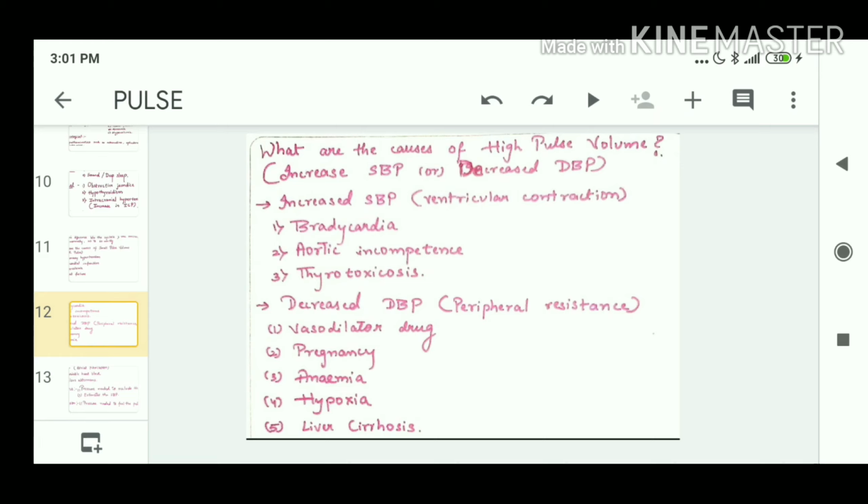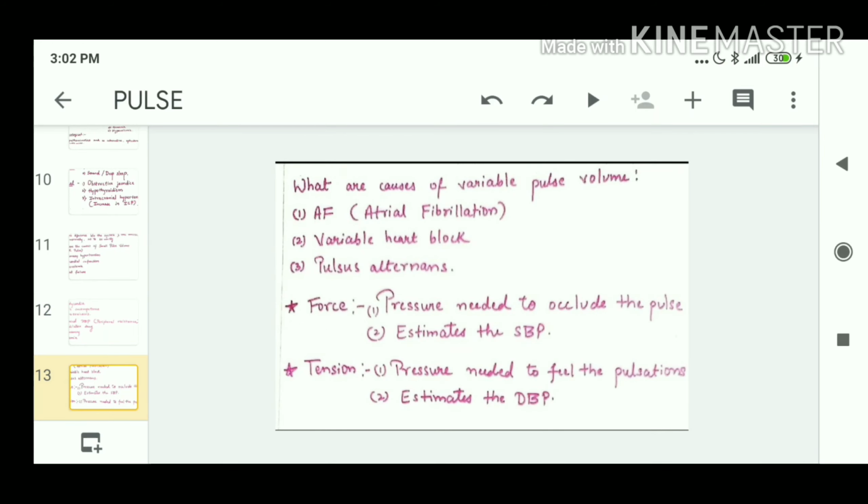And what are the causes of this decreased diastolic blood pressure? That is nothing but decreased peripheral resistance. So vasodilator drugs, pregnancy, anemia, hypoxia, liver cirrhosis, may cause the decreased diastolic blood pressure. Now what are the causes of the variable pulse volume then?